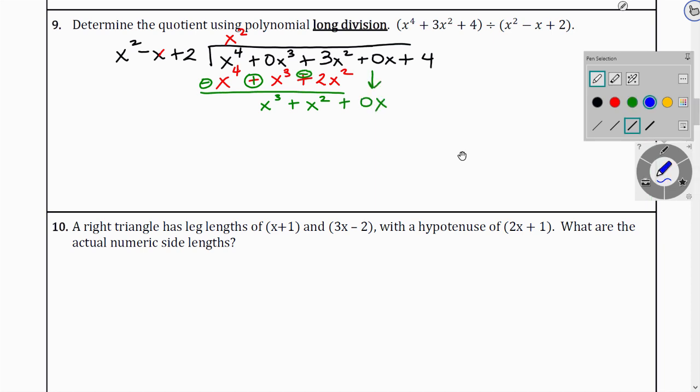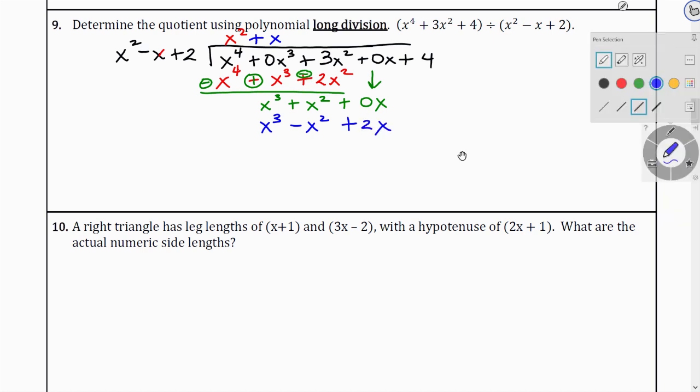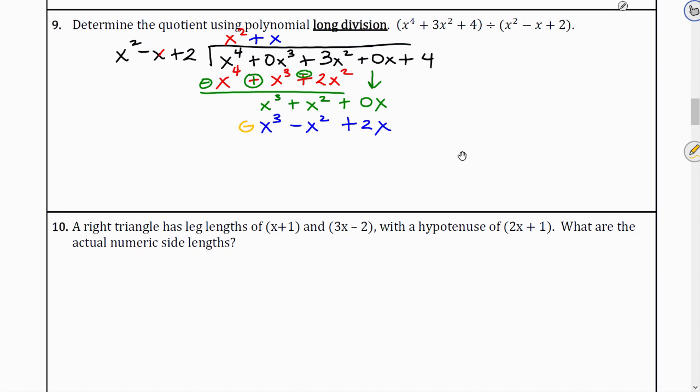Now what times x squared equals x cubed? Well, it's plus x. So x times x squared is x cubed. x times negative x is negative x squared. x times 2 is plus 2x. Then I will change all the signs and add. So the x cubes cancel, for x squared I get 2x squared, and I have a minus 2x, and I'll bring down my 4.